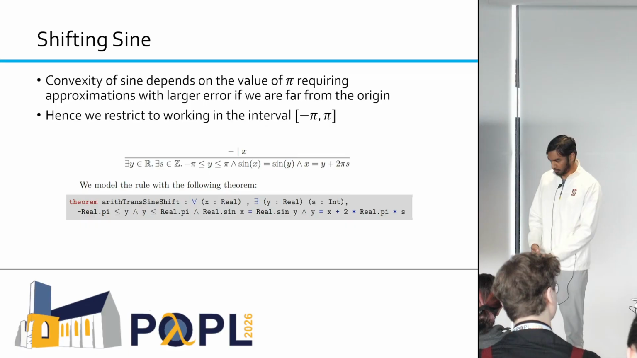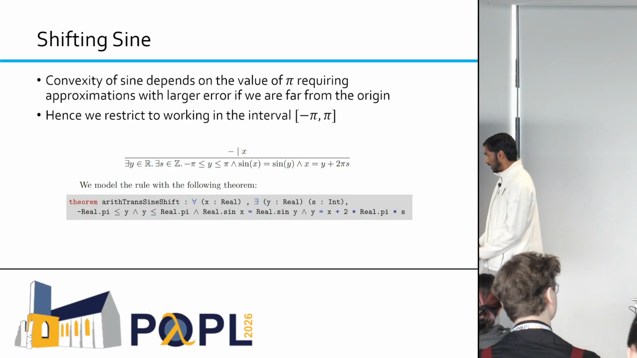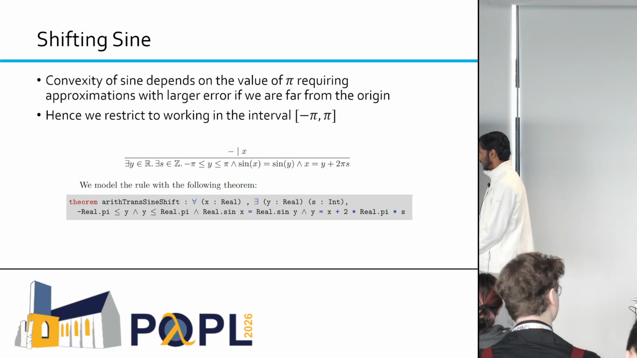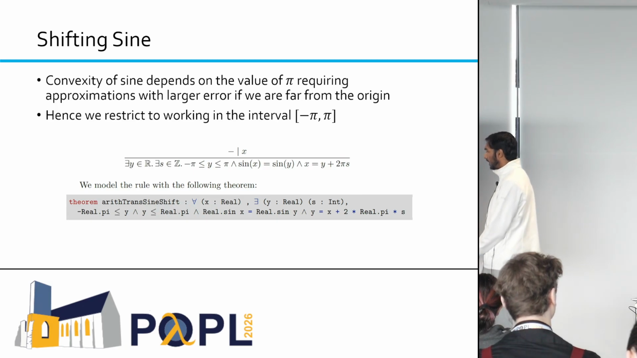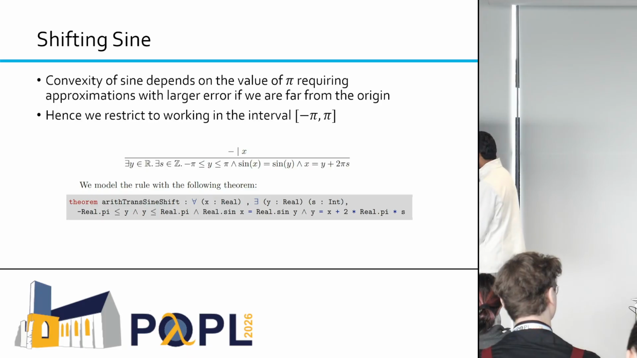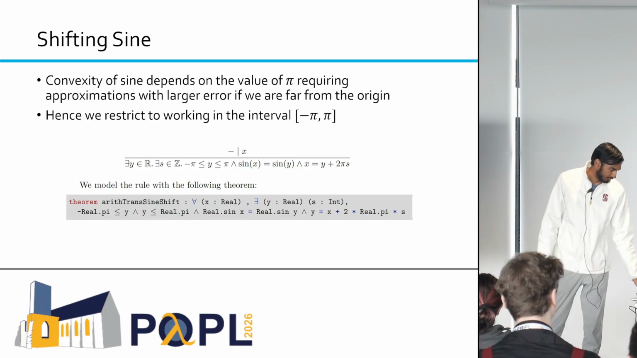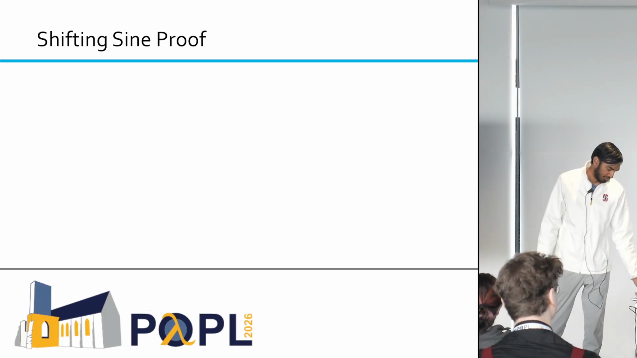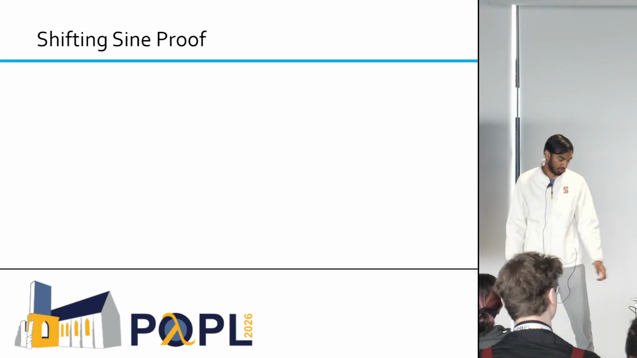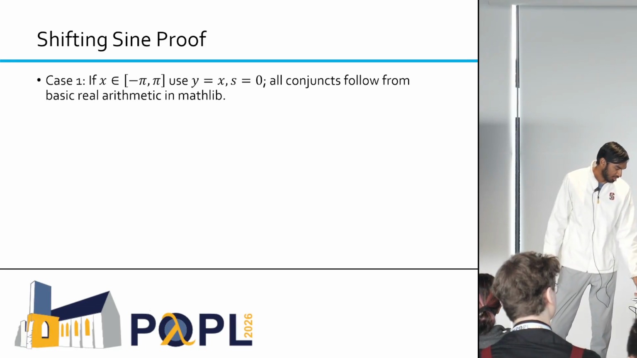For example, the proof rule is: given any variable y, I can find a principal value of x in the interval negative pi to pi such that sine of x is sine of y. And in Lean, we express this just as it's stated in the proof rule. And then very quickly, I could go over the proof of how this works.